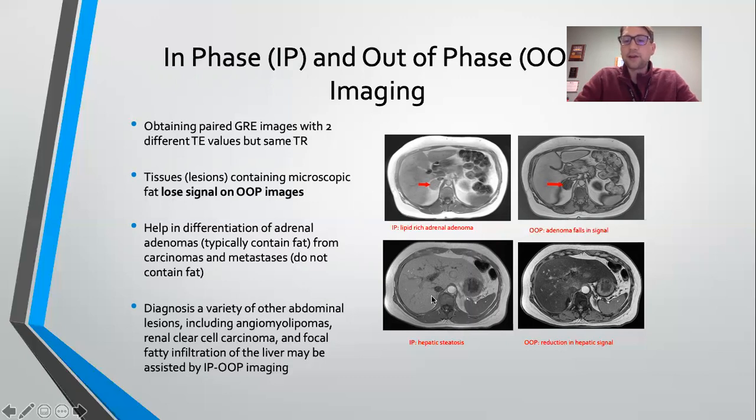All right, and then it's also good for looking at fatty liver, microscopic fat within the liver. So on the in phase, the liver is very high in signal intensity. It's like a bright gray. But then on the out of phase, it's very dark. So this helps diagnose a fatty liver.